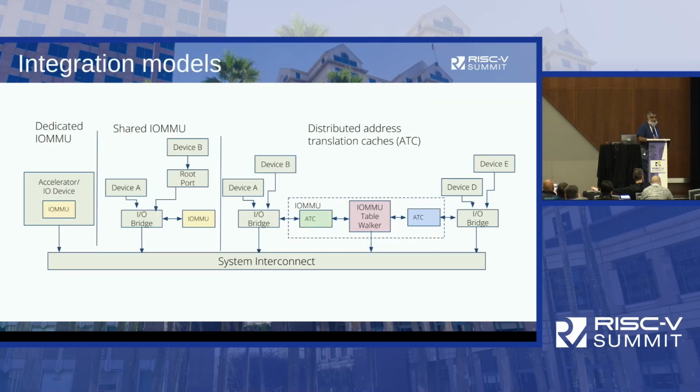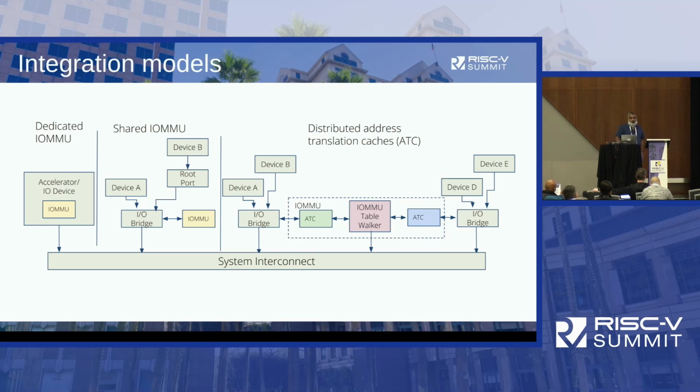Now, where do we put this IOMMU? There's a variety of integration models possible. I'll just illustrate a few of them. You could have a dedicated IOMMU integrated with an accelerator on an I/O device. So this is the case where you size that IOMMU to precisely serve the needs of that accelerator device.